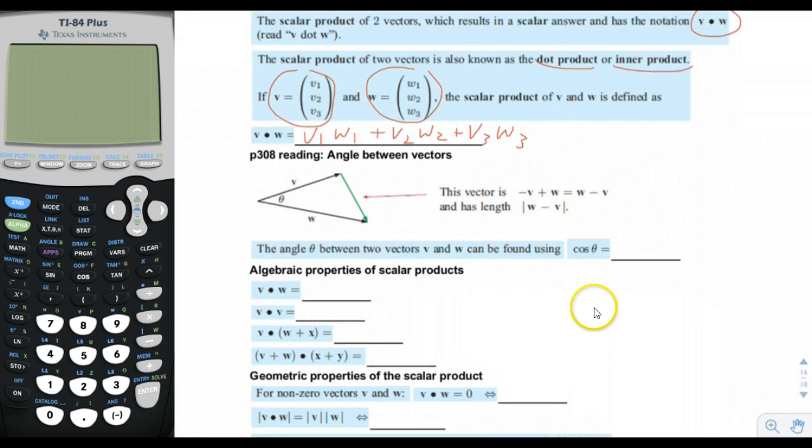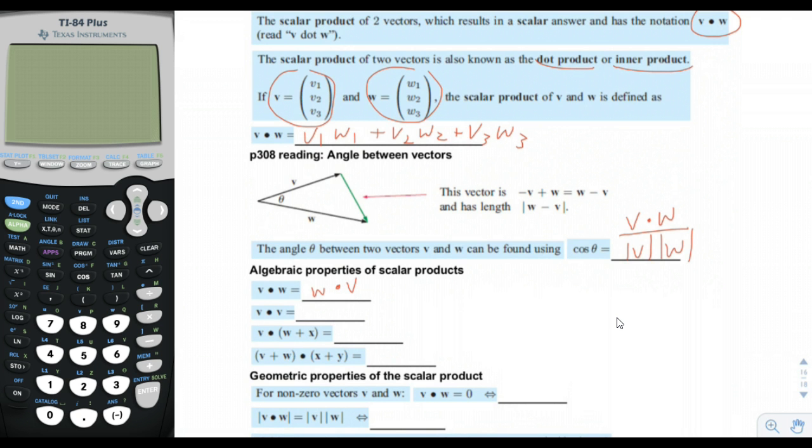This next part, I'm just going to present some of the properties of dot products or scalar products, things that came out of the derivation that we looked at in the investigation. The cosine theta of the angle between the two vectors that you're multiplying together with the dot product can be found by taking the dot product of the two and dividing by the magnitudes of each vector. And v dot w is also the same as w dot v.